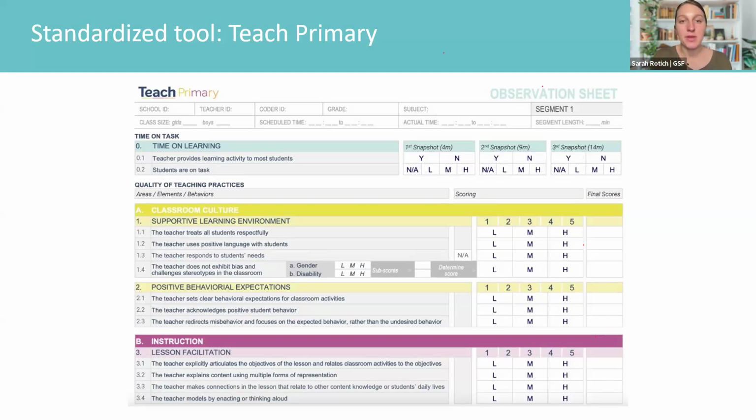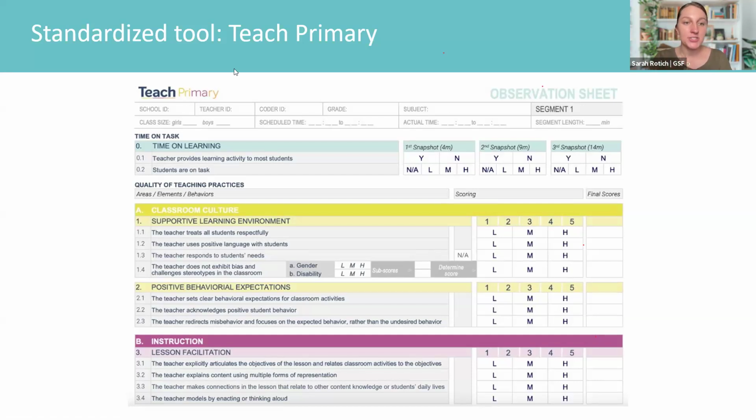So the observer would come in, and once they've been sitting there for 4 minutes, they're going to check: is the teacher providing a learning activity to most students, and are students on task? And then that happens again at the 9-minute and the 14-minute mark. And then the next section gets into classroom culture, questions about whether the learning environment is supportive, whether there are positive behavioral expectations. And what you can see here is that these are all very general questions or very general statements.